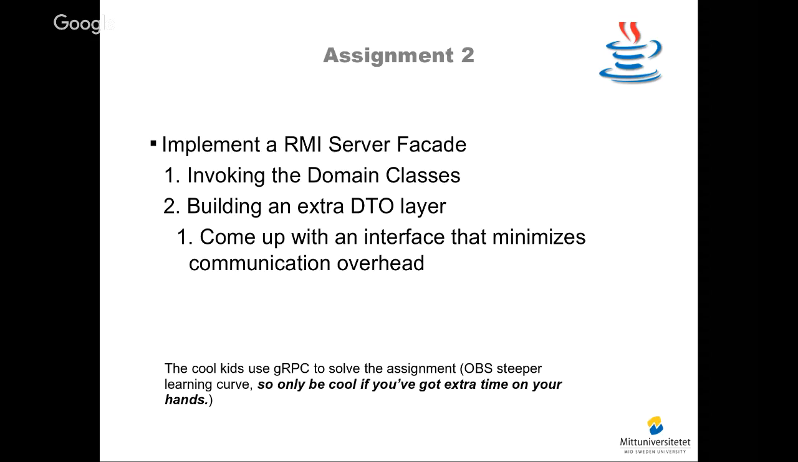And now in the assignment, you implement a simple RMI server facade, which is actually an extension of the work that you've been doing in assignment 1. So it's invoking those domain classes. Based on that, you build an extra DTO layer in order to reduce data to specific, client-tailored calls, reducing the workload to what exactly the client is required to see and allowed to see. And you're free to come up with an interface yourself in order to reduce this communication overhead.